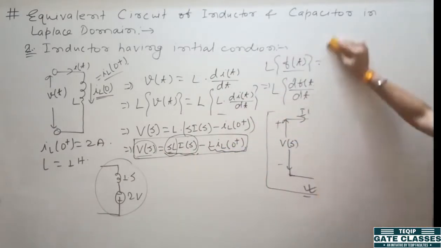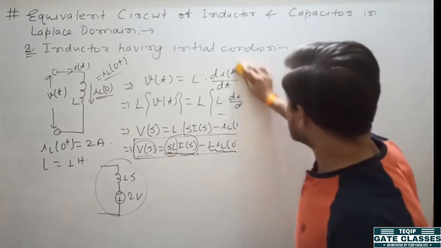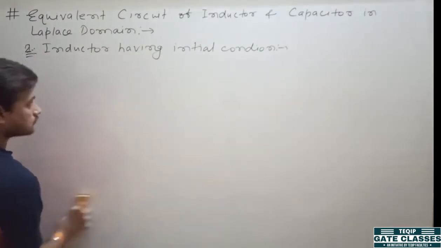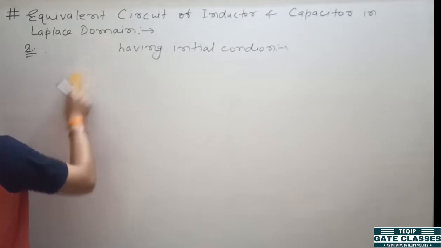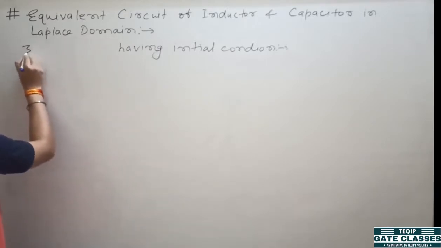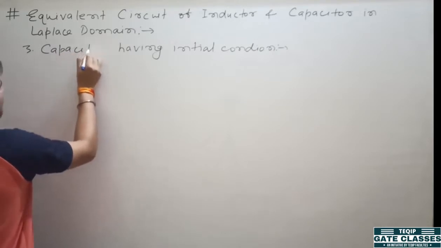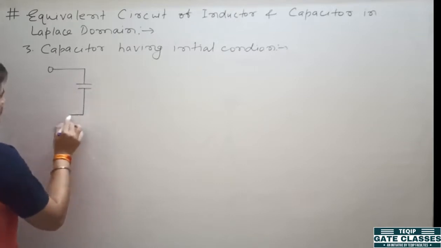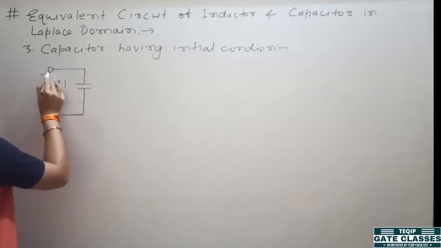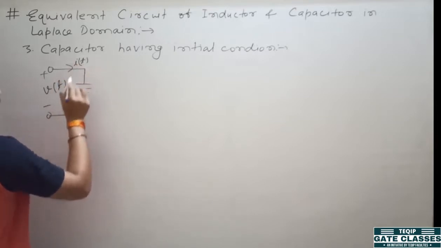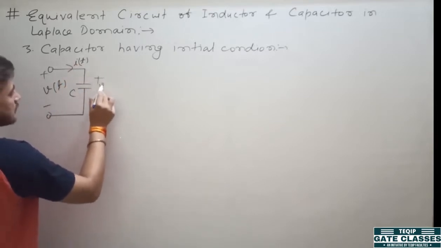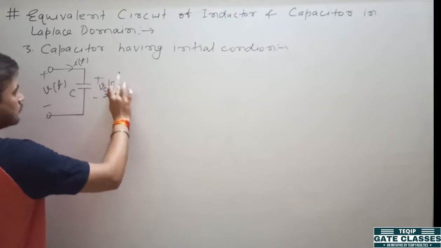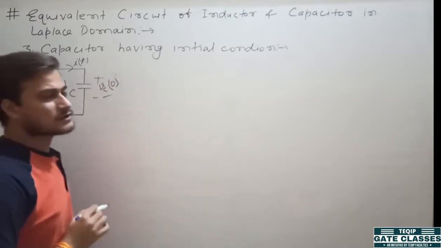Let us discuss the circuit of the capacitor. Now instead of the inductor, here it will be a capacitor. Capacitor having initial condition. So let us assume you have a capacitor C. This is Vt, plus minus. This is current It, and initially there was a potential across the capacitor, and it was Vc0.